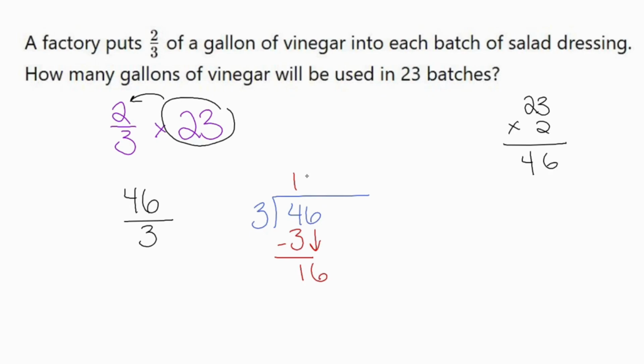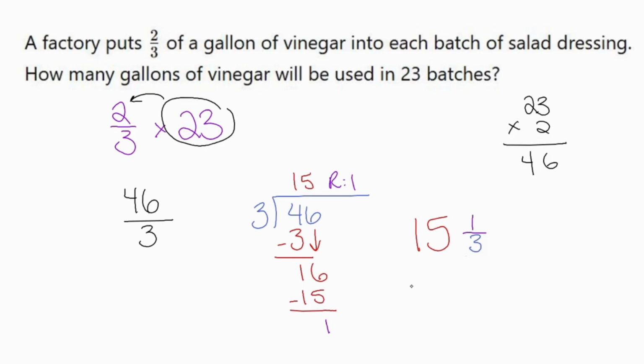3 goes into 16 5 times. 5 times 3 is 15. Subtract our numbers. 16 minus 15 is 1. With no more numbers to drop down, that 1 becomes our remainder. So in order to turn this into a mixed number, the quotient of 15 becomes our whole number that lives out in front. The remainder of 1 becomes our numerator, and our old denominator of 3 is still denominator 3.